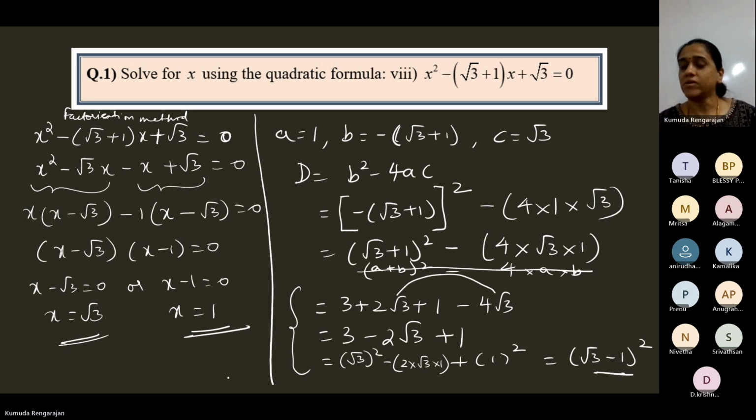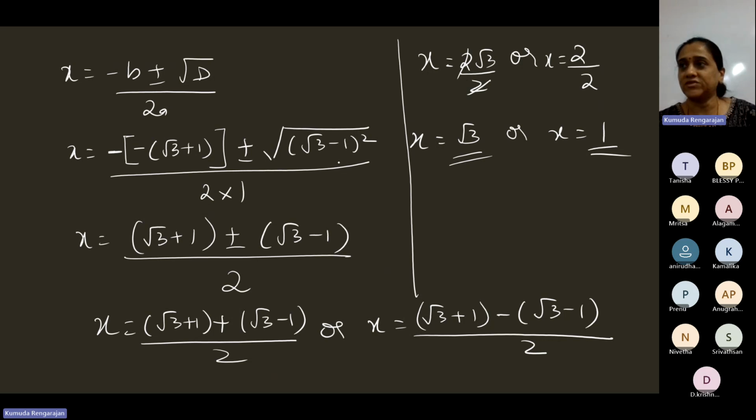So use the identity, or if you don't use the identity, don't add 3 and 1. Have 3 terms and show it as a square minus 2ab plus b square, which is a minus b the whole square. Then under the square root, you will have a perfect square, root 3 minus 1 the whole square. So you can get rid of the square root symbol, and hence you will be able to find the values of x.